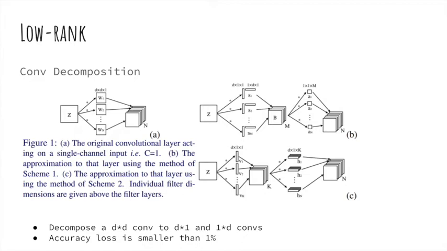The receptive field doesn't change, the represented matrix doesn't change either, but the number of parameters and flops are much smaller.